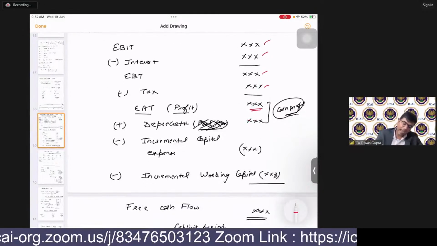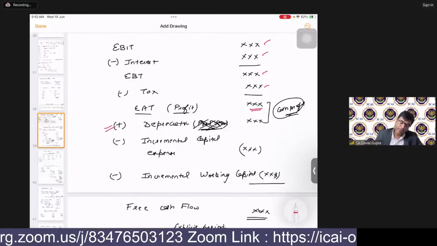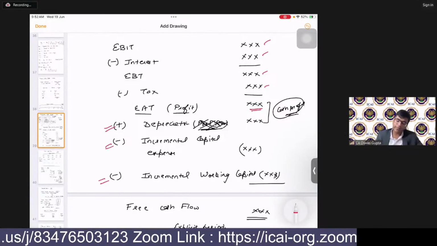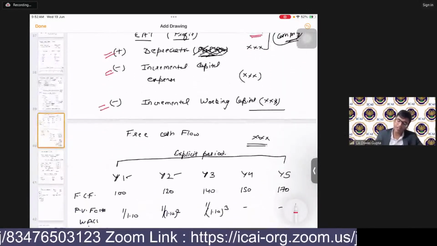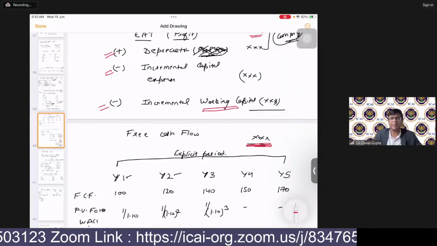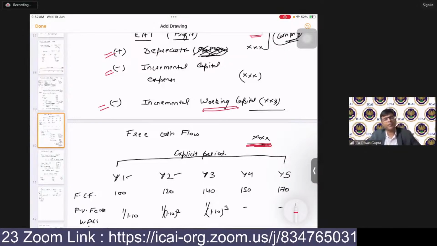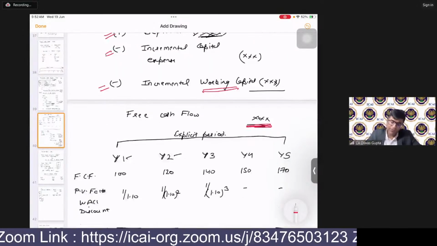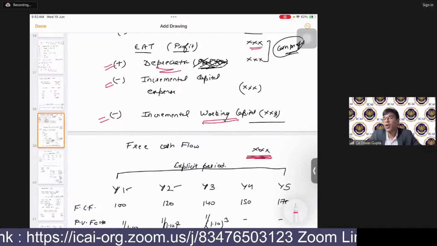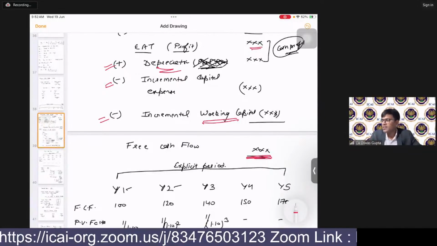In that, we will add back the depreciation. We will reduce the working capital requirement. We will also reduce the incremental capital expenditure. This we already know, right? The only new thing that has come is the working capital requirement, which we also reduce, right? So this becomes our free cash flow. Why are we adding back depreciation? Because depreciation is a non-cash item, right? Hence we have to add it back.